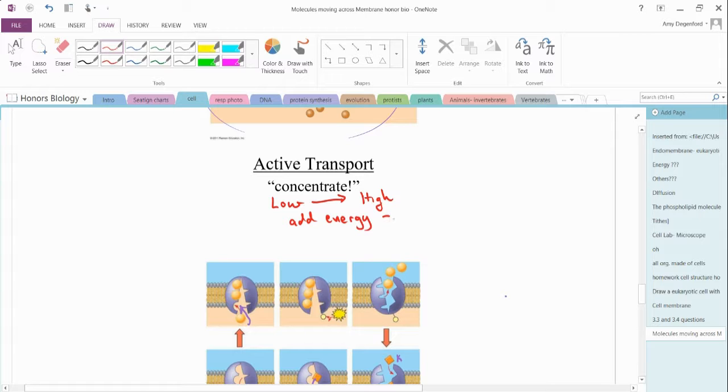Now, the energy that's going to be used is that ATP that you heard about previously, that adenosine triphosphate. That's going to give it a little bundle of energy in order to change shape and move a molecule across the membrane. So you're going to add energy. These are also highly specific, and so they're going to use a protein. Oftentimes these are transport proteins, but they are often called pumps.